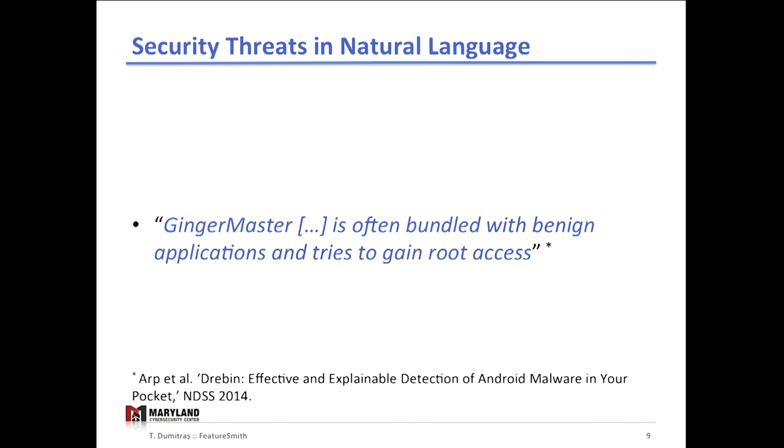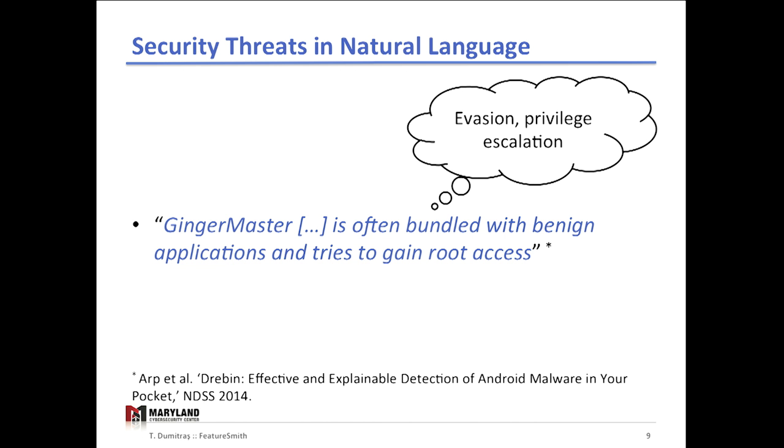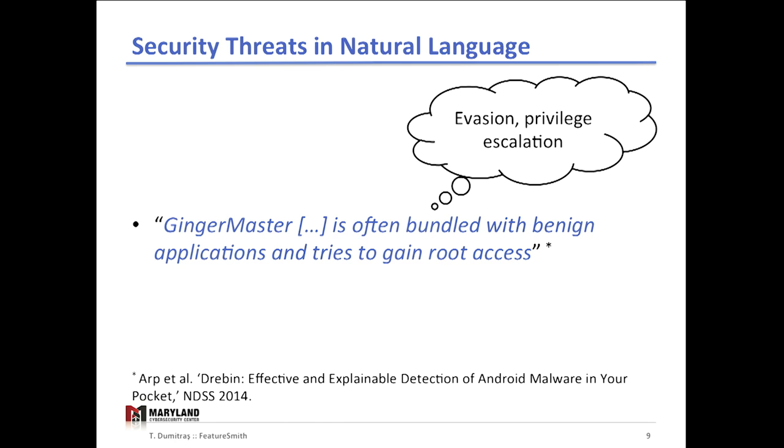The second example says the Ginger Master is often bundled with benign applications and tries to gain root access. So here again, a security professional reading this sentence would know that bundling is a form of evasion, and that gaining root access leads to privilege escalation. So as you can see, to understand what these sentences are saying, we must reach to the deeper meaning of the words.